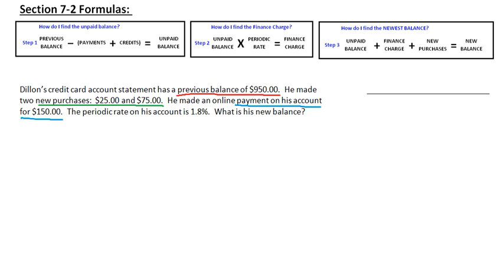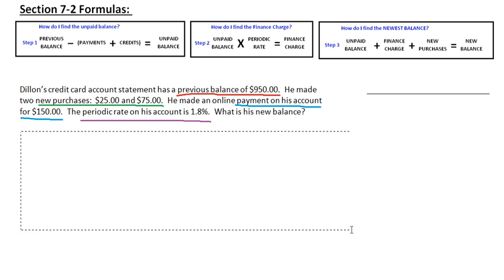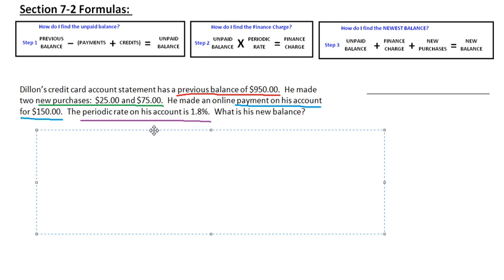And then this is super important. The periodic rate on his account is 1.8%. Once again, this will be used to calculate how much money he's going to have to pay for his finance charge. So with that being said, we need to find his new balance. We've got 3 steps we're going to use. That's right, folks, 3 steps. And I will start off with step 1.